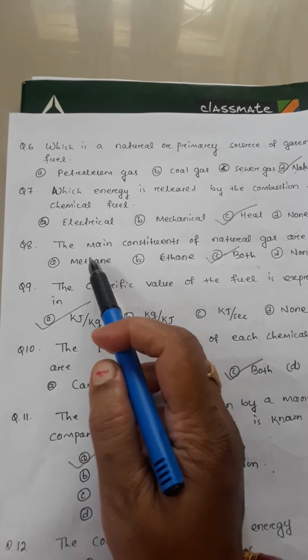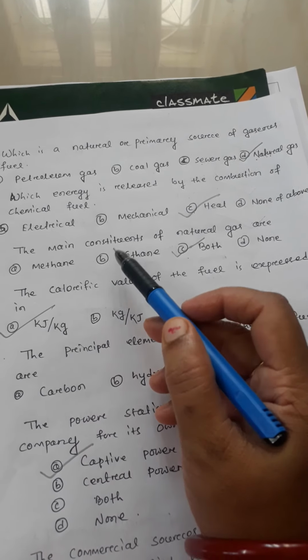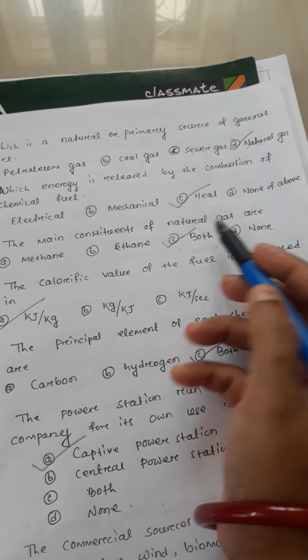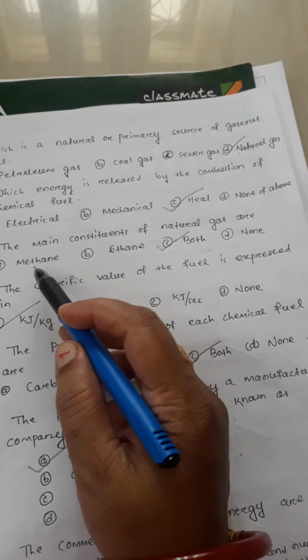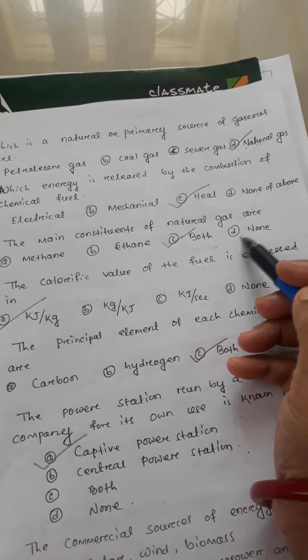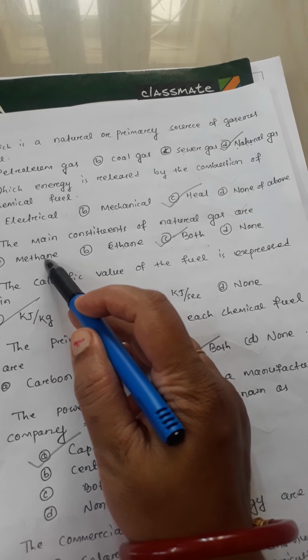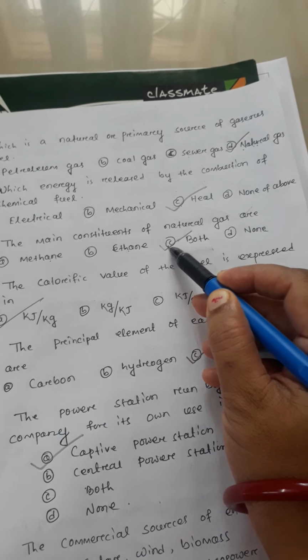Next one is the main constituents of natural gas. Natural gas constituents are methane and ethane. The options are given: A is methane, B is ethane, C is both, and D is none. We know these two are the main constituents of natural gas. So the answer is both.